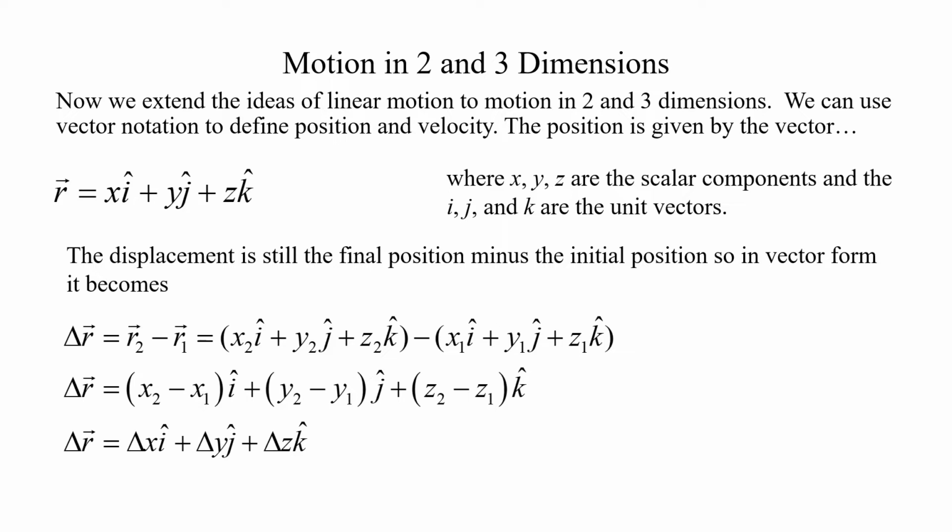The displacement is still the final position minus the initial position. So in vector form, the displacement becomes delta r, which is equal to r2 minus r1. So r2 is x2 i hat plus y2 j hat plus z2 k hat, and then minus r1, which is x1 i hat plus y1 j hat plus z1 k hat. So we get the x displacement in i hat plus the y displacement j hat plus the z displacement k hat.